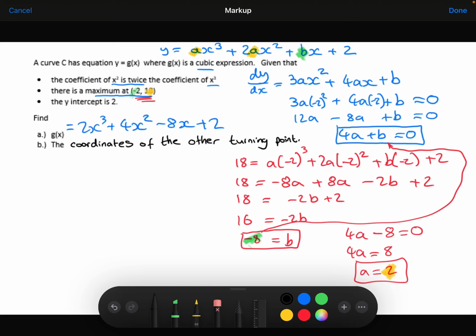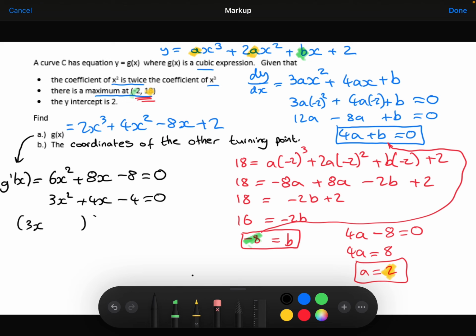We know one of them is minus 2, 18. So to find the other one, we're going to differentiate this to get our gradient function. The 2x cubed differentiates to be 6x squared. The 4x squared will differentiate to be 8x, and the minus 8x will differentiate to be minus 8. The 2 will differentiate to be nothing, to be 0. So my gradient function equals 0 at a turning point. And now to solve this, I'm just going to make my life a little bit easier because I can notice I can divide everything through by 2 there.